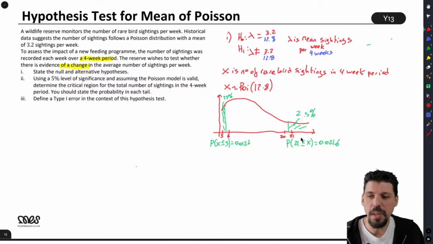All right, so if I got a value of 21 or higher or a value of 5 or higher, when I actually measure the number of sightings over a 4-week period, I would reject H naught.